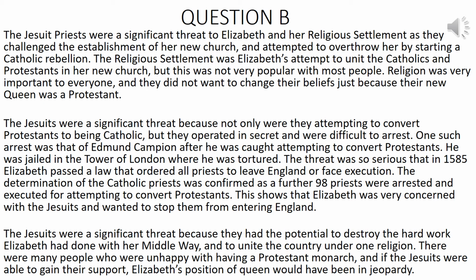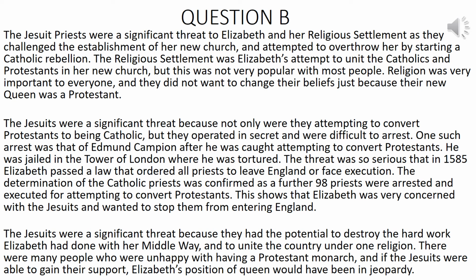The threat was so serious that in 1585 Elizabeth passed a law that ordered all priests to leave England or face execution. The determination of the Catholic priests was confirmed as a further 98 priests were arrested and executed for attempting to convert Protestants. This shows that Elizabeth was very concerned with the Jesuits and wanted to stop them from entering England.